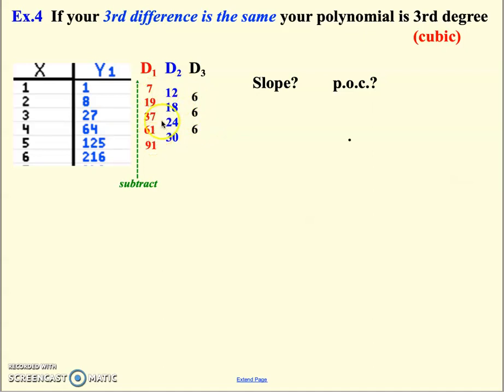So no, not linear, because they're all different. All different, no, not quadratic. All of a sudden, they're all the same. If it's the third difference, it's the same. It's a third degree or it's a cubic.